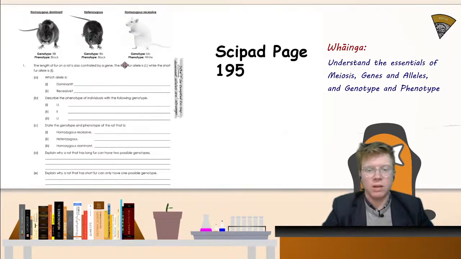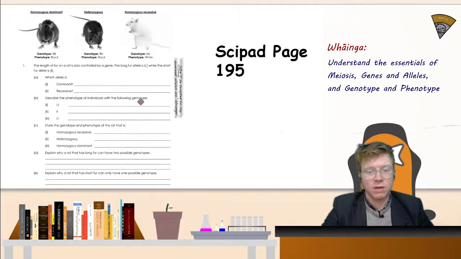The key thing is that the length of fur of the rat is also controlled by a gene. Long fur is big L, short fur is little l. Which allele is dominant, hopefully we can figure out from our prior knowledge that we tend to use capital letters to refer to dominant traits. So you can write those in there. Our recessive traits we tend to save for lowercase letters.